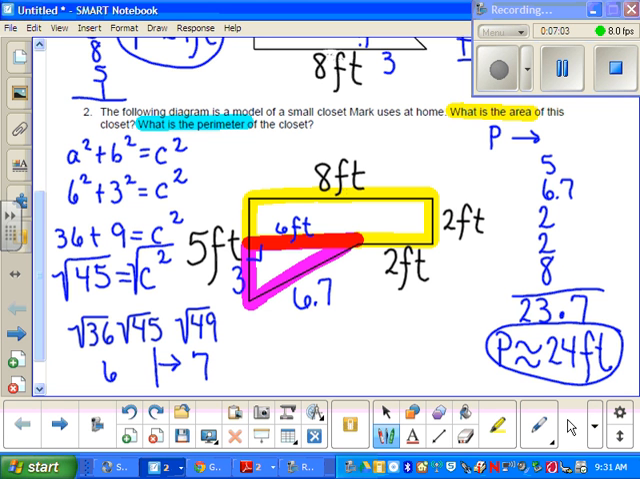So our rectangle, let's do that first. Our base and our height are 8 and 2. So 8 times 2 would equal 16 feet squared. So that's the area of our rectangle.